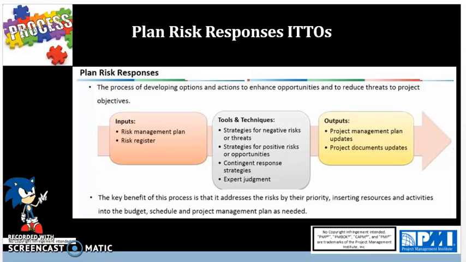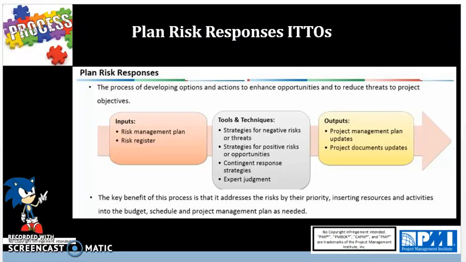You also have 4 flavors of this, and this is going to be exploit, where you're going to seek to eliminate the uncertainty associated with the particular upside risk by ensuring the opportunity definitely happens, such as assigning an organization that is talented to the project to reduce the time to completion. So you'll be using a consulting firm to help you exploit the risk or doing a joint venture.